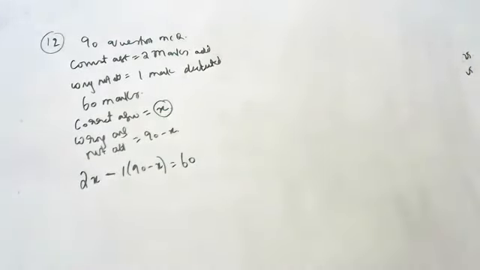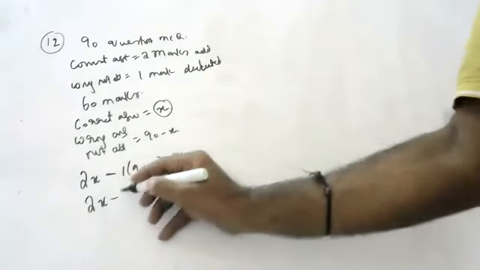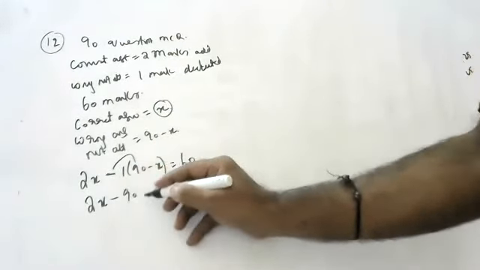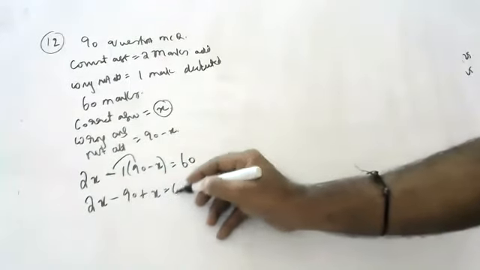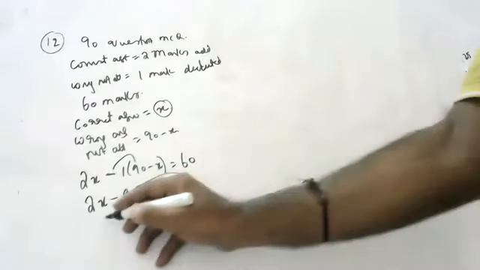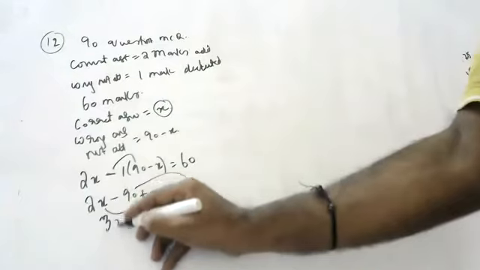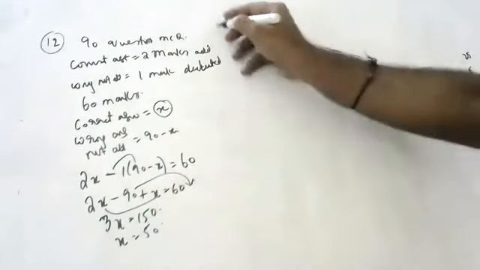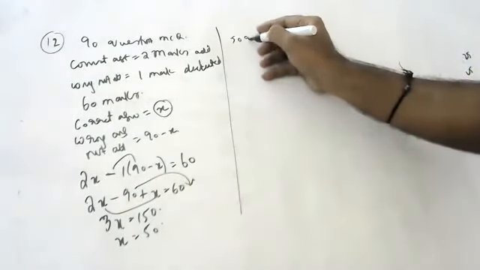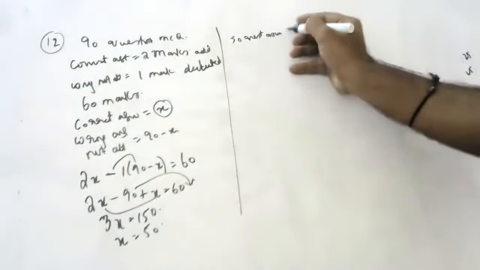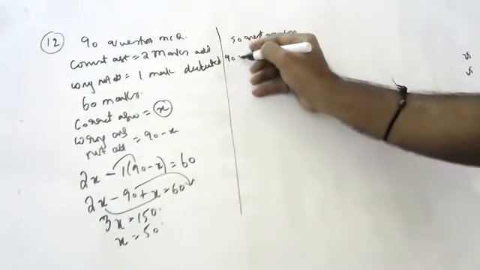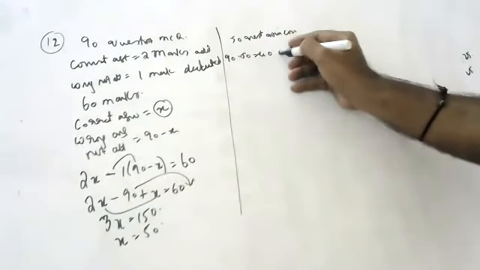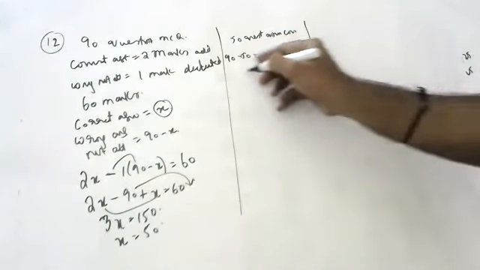Now tell me simplification. 2x minus (90 minus x) is equal to 60. 2x minus 90 plus x is equal to 60. 3x is equal to 150. X is equal to 50. So 50 questions answered correctly. 90 minus 50, so 40 answered wrong.